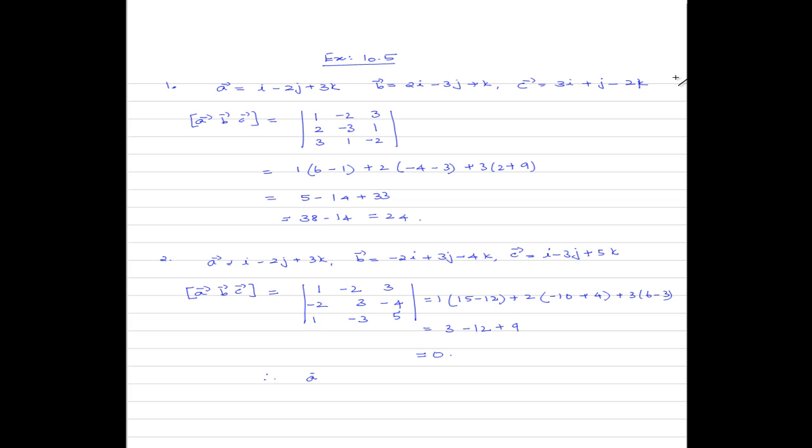Therefore, a vector, b vector, c vector are coplanar. Because for the condition of coplanarity, the scalar triple product has to be equal to 0. Let us do the third sum.